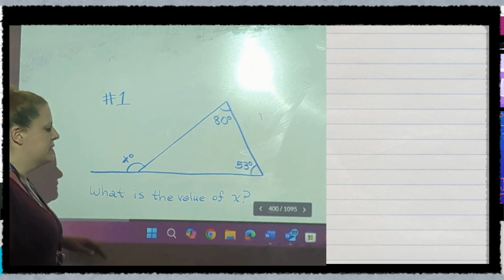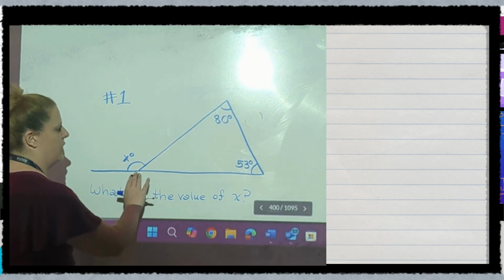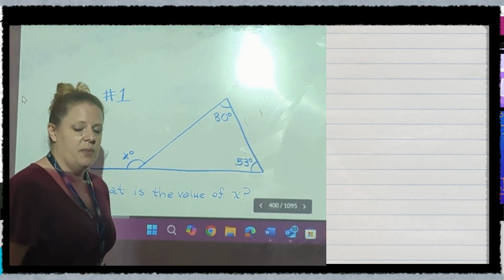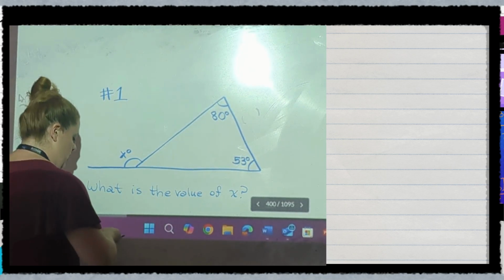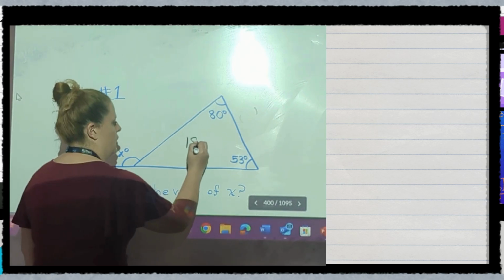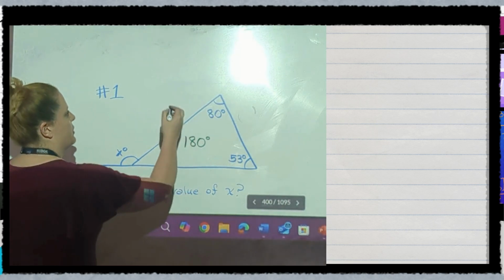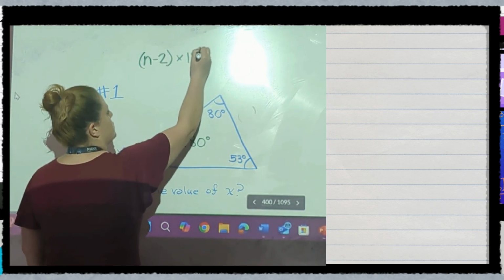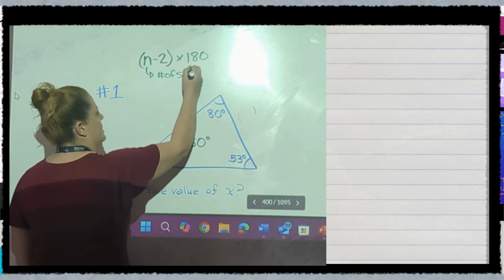So what is the value of x? Remember, your questions are a little bit different than mine, but we are given a triangle and a straight line that extends out from the bottom leg or base of our triangle. Every triangle has a total of 180 degrees. If you forget that, remember this formula. It works for all shapes: n minus 2 times 180, where n is the number of sides.